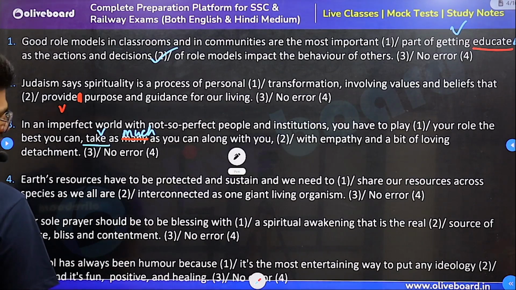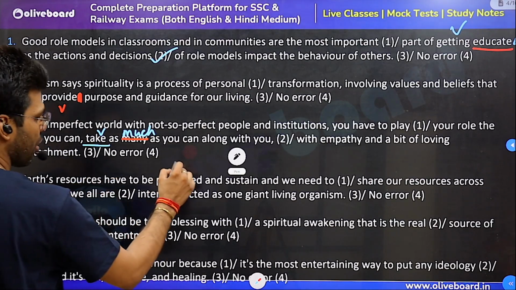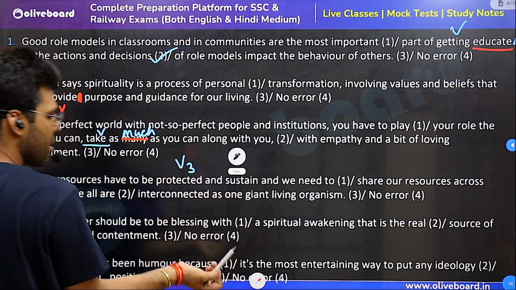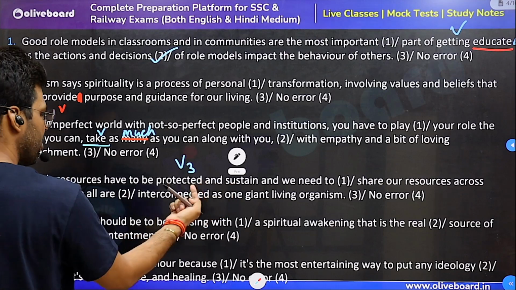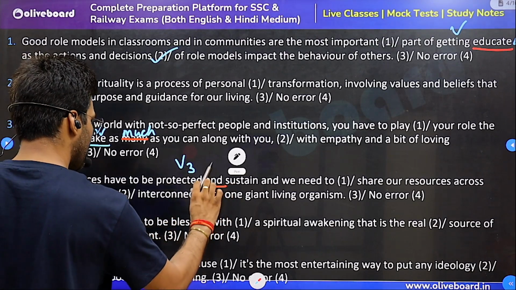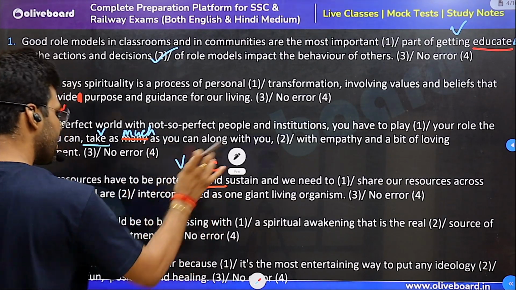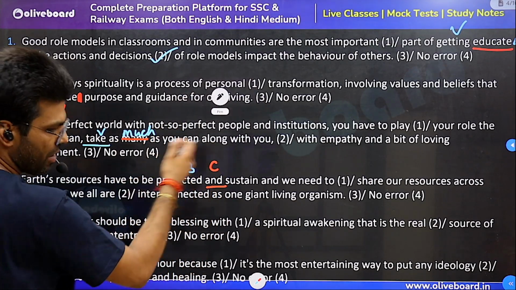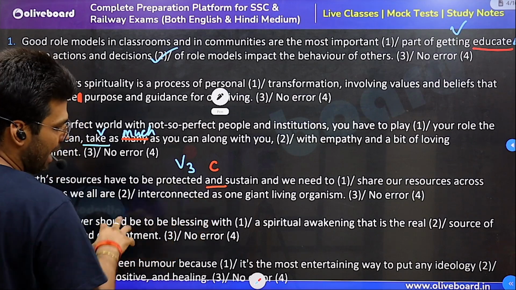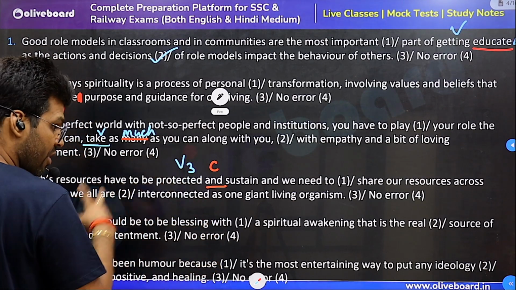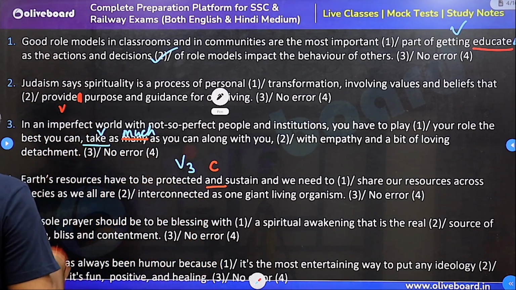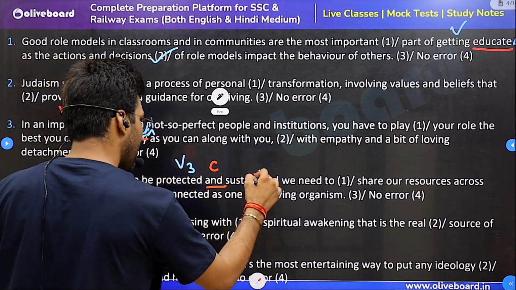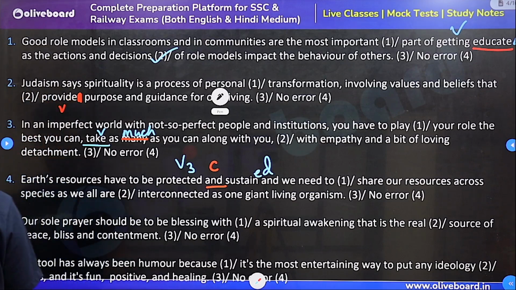Earth resources have to be protected, third form. Have to be sustain. Sustain is a V1. V1 and V3 cannot be connected with the help of the conjunction and. It always connects two things of the same kind: subject with subject, object with object, adjective with adjective, adverb with adverb, etc. So they have to be protected, they have to be sustained.